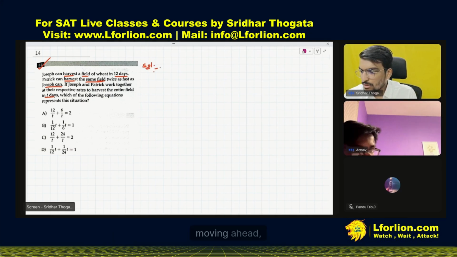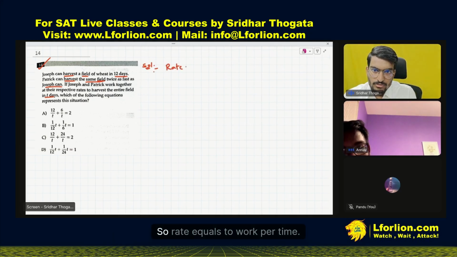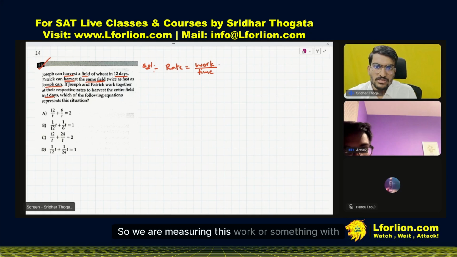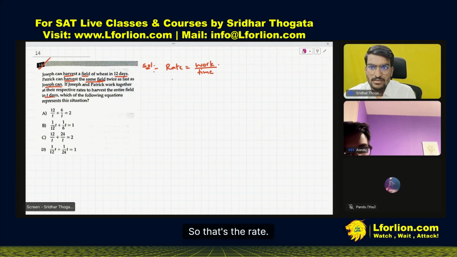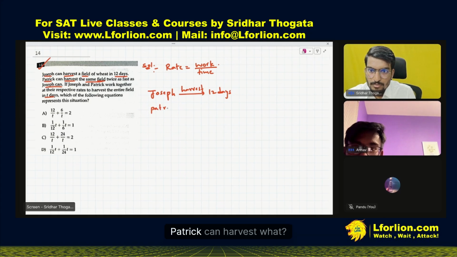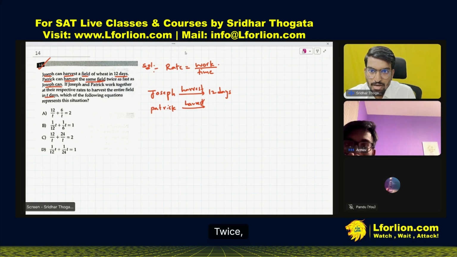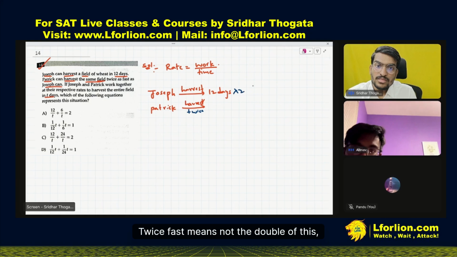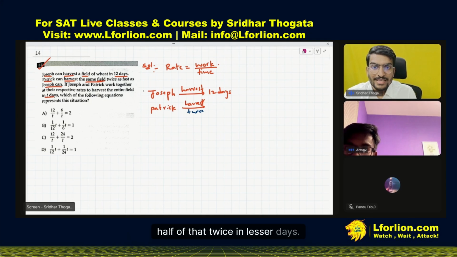So first of all, you need to know rate. Rate equals work per time. Like we are measuring something with time, that is nothing but rate. So here Joseph harvests in how many days? 12 days. What about Patrick? Patrick can harvest twice as fast. Twice as fast means not double the days, but half of that, twice as fast in fewer days, right?